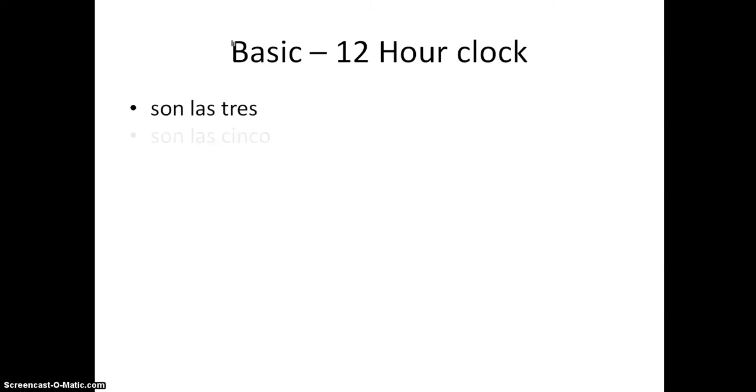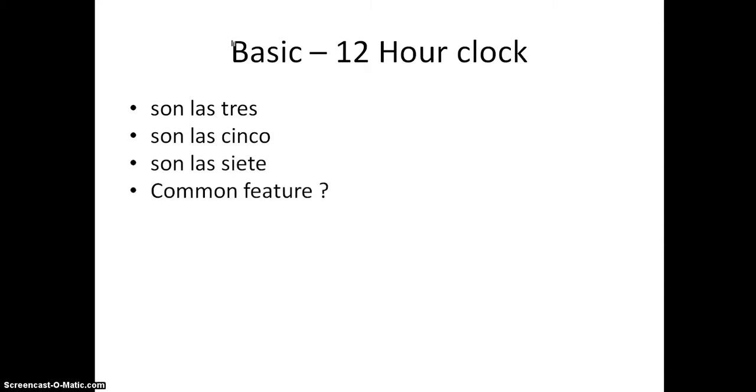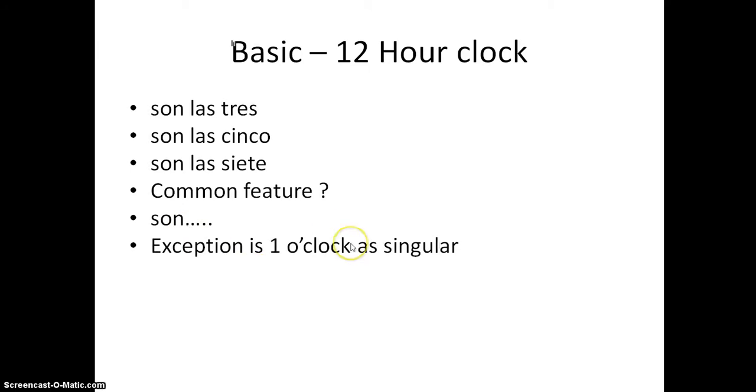So, son las 3, son las 5, son las 7. What's the common feature for here? The common feature is that we use son at the beginning, and that's how we form o'clock in Spanish. You know your numbers. Son las 3, it's 3 o'clock. It's 5 o'clock. It's 7 o'clock. So son. The only exception to this is when it's 1 o'clock, because it's a singular hour. So for this one we use es. So es la una, for example.